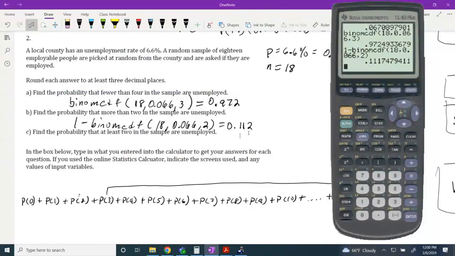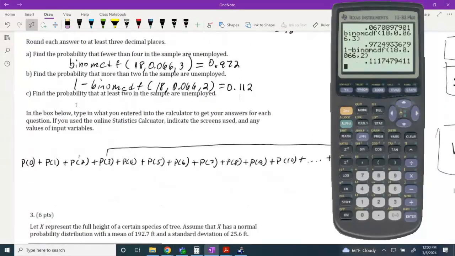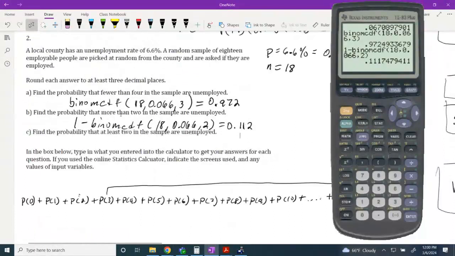What was it? 0.112. You got it? Okay. 0.11. I rounded to the nearest 3 places after the decimal. Got it. Okay. That's what I got. All right. So that was B.